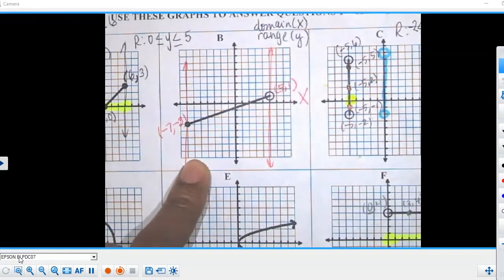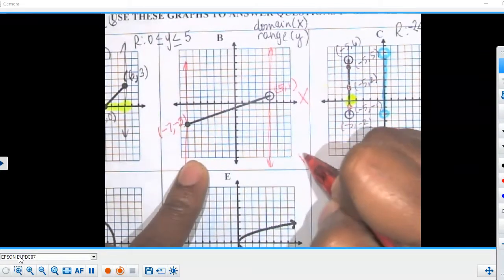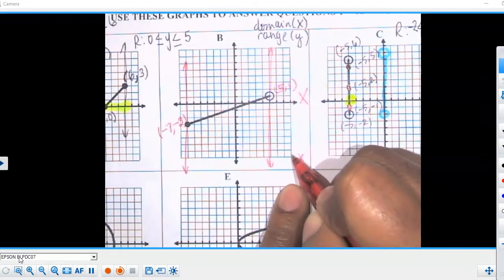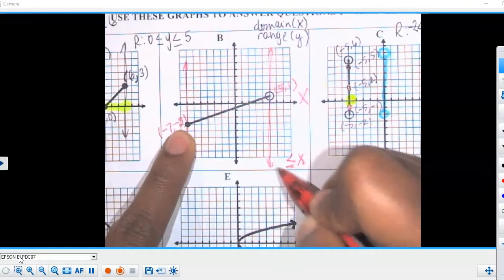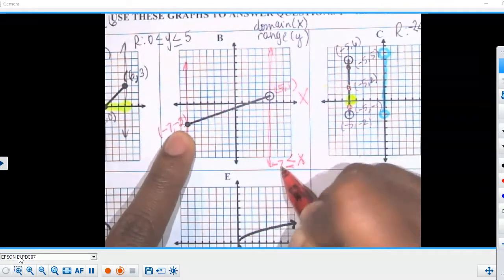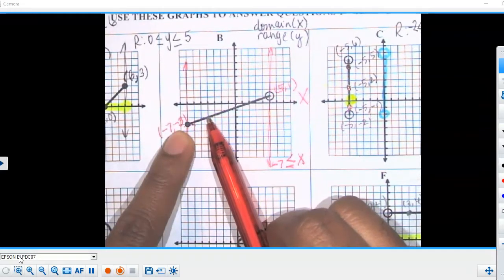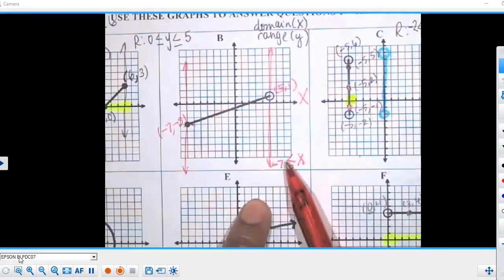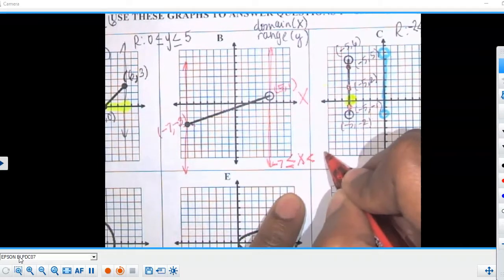So basically, my domain, I'm going to put it down here at the bottom. I put the x in the middle, and I read from this perspective. I say, hey, my x's are greater than and equal to, because there's a solid dot, -7. So when I walk along that function, all my x values are bigger than -7, everybody, right? But my x values are less than 5.